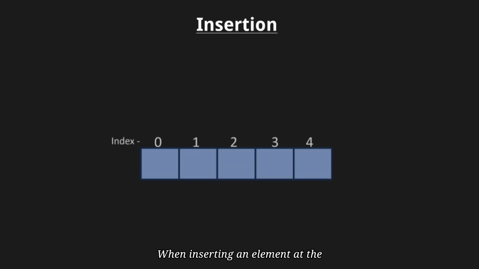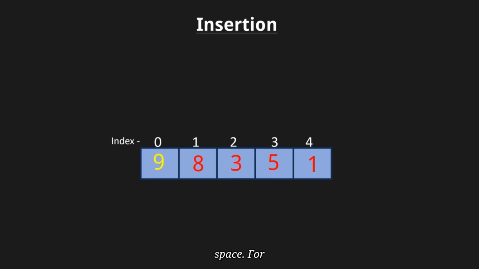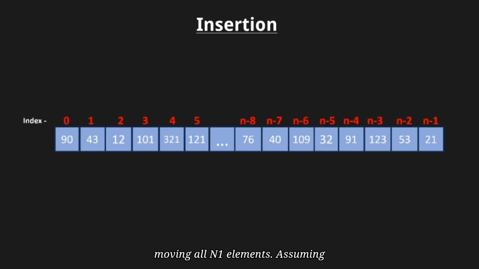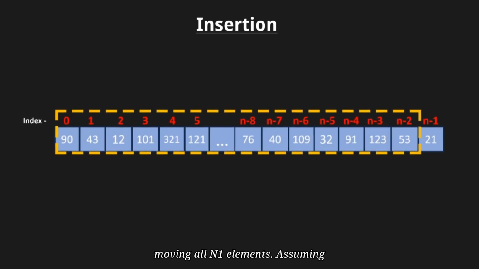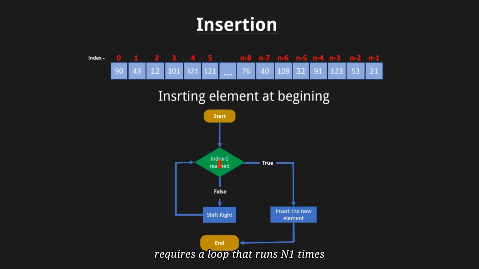When inserting an element at the beginning of an array, that is at index 0, all existing elements must be shifted one position to the right to make space. For an array of size n, this involves moving all n-1 elements, assuming that the array is full. The process requires a loop that runs n-1 times, with each iteration moving a single element. This shifting operation leads to a time complexity of big O of n in the worst case.